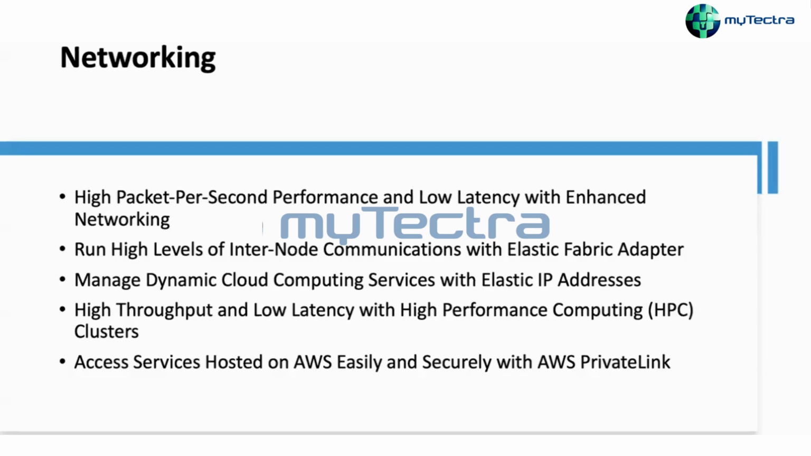Then access services hosted on AWS easily and securely with AWS PrivateLink. Now, PrivateLink is what? For now, just understand that there are resources. Suppose we want to connect to Google, we want to download some software, right? Now our laptop should have internet access, then only we can download it.